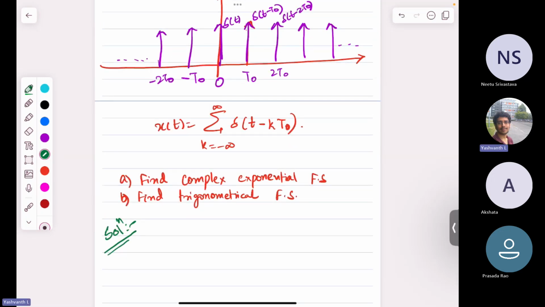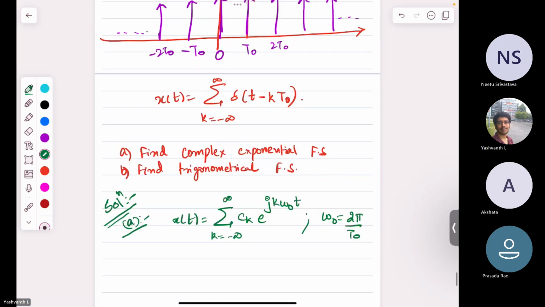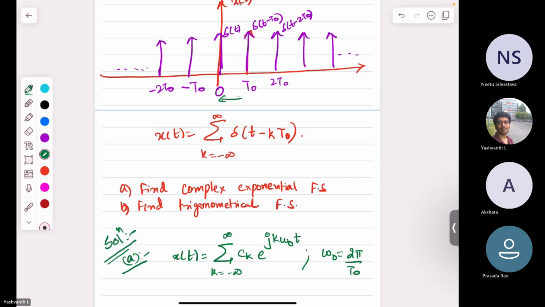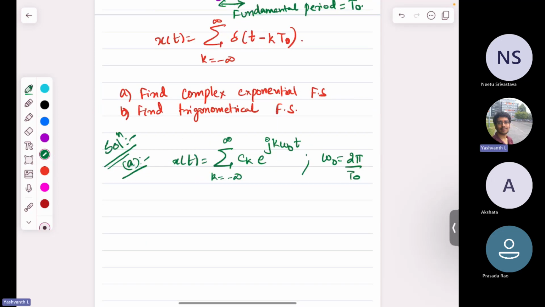For the complex exponential, your x of t is of the form summation k equal to minus infinity to plus infinity c_k e raised to j k omega naught t. What is omega naught here? 2 pi by T naught, because what is the fundamental period? Fundamental period is this guy only, T naught. Okay, so now what remains is to find c_k.